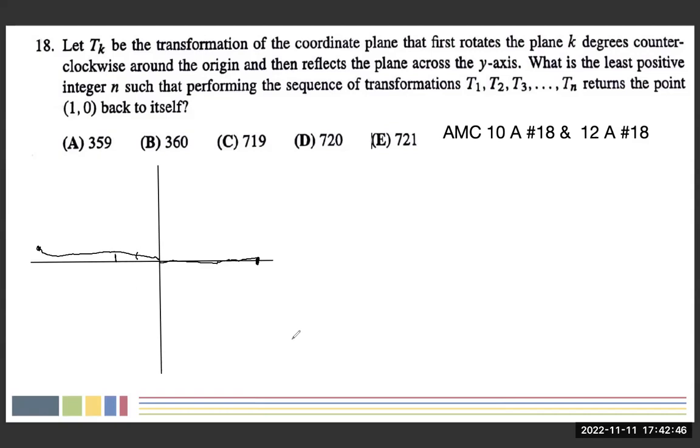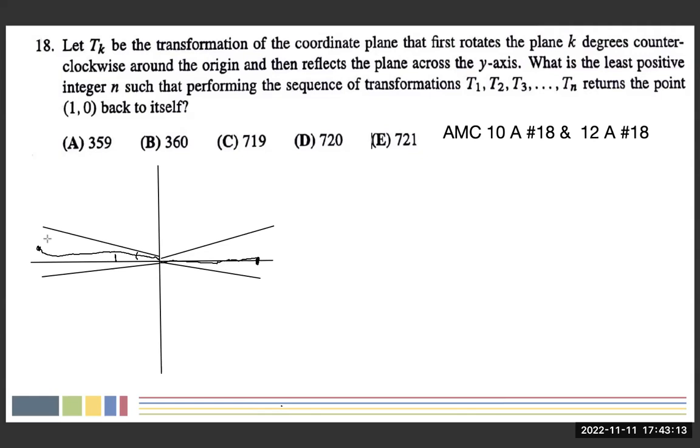And now the next part of the function, we're going to rotate it 2 degrees counterclockwise, and then reflect it back. Okay, well now it's 1 degree below the x-axis, right? And basically what keeps happening is if we continue this, we rotate it 3 degrees, now it's 2 degrees, and now we reflect it. Now it's 2 degrees above the x-axis, right?